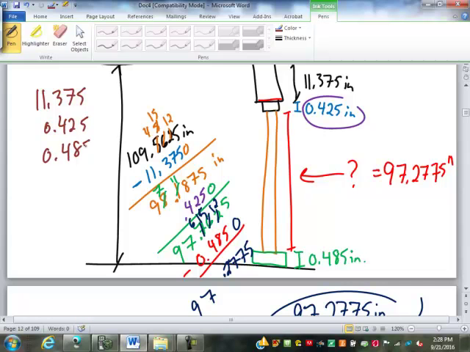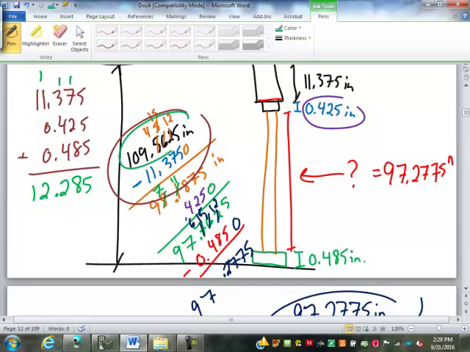Perfect. Some people are better at addition than they are subtraction. Another thing is subtraction can only use two numbers at once. Addition, we can add multiple numbers, so it can be slightly quicker depending on what you prefer to do. 5, 5, and 5 is 15, so carry the 1. 1 and 7 is 8, 10, 18, carry the 1. 1 and 3 is 4, 8, 12, so 2. Bring down my decimal point and carry the 1. So we get 12.285. If we subtract that from the 109.5625, we'll get the same answer.